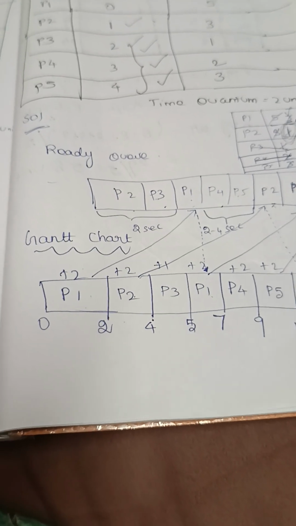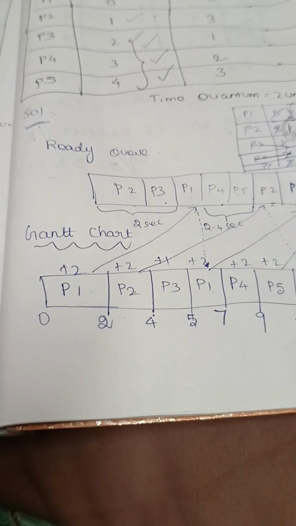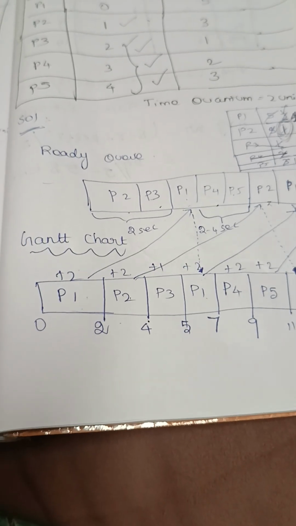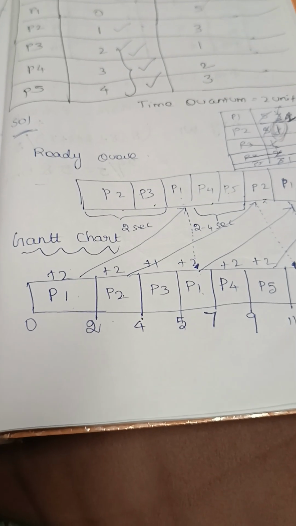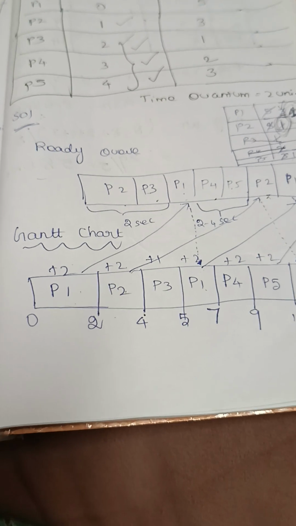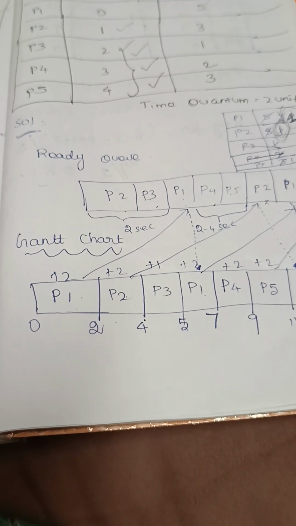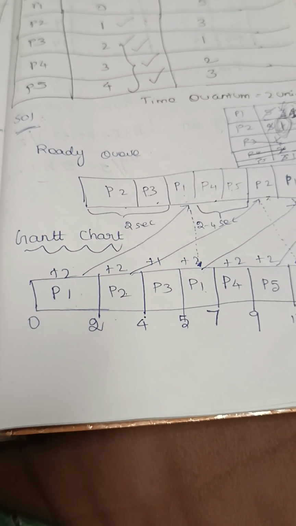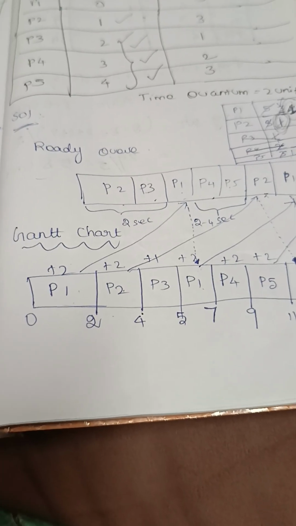Next P1 enters the ready queue, so P1 13 plus 1, P1 remaining time is 1, so 13, and then last P5 enters the ready queue, so 14 plus 1, we got 14.